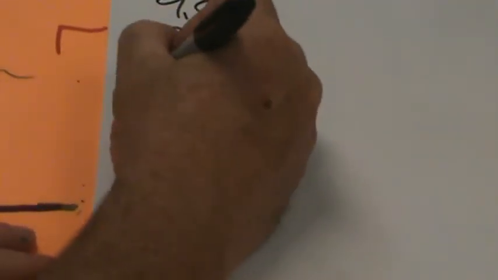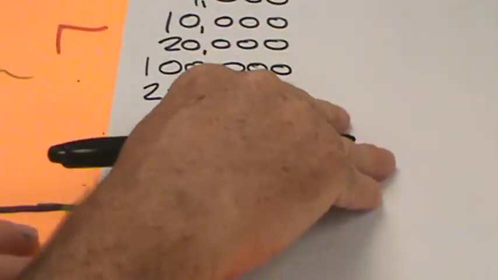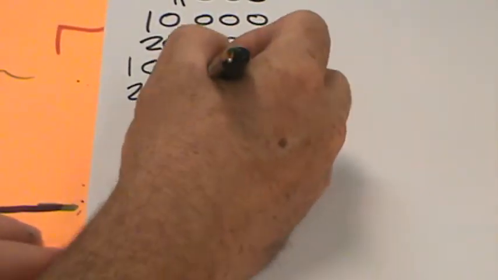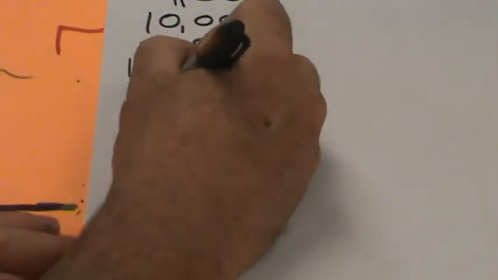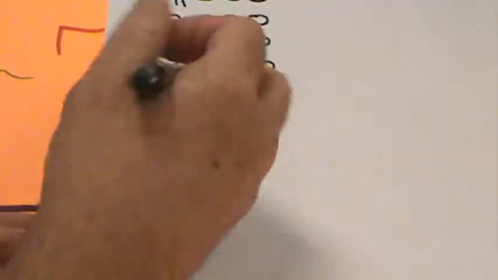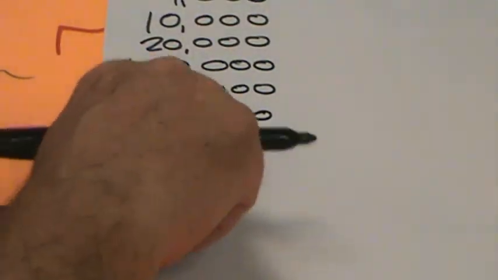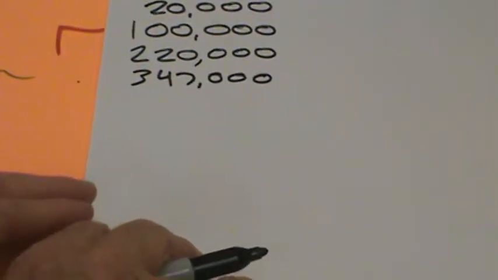Moving right along. We got that one done. 220 thousands. Well, I'm going to write 220 and 3 zeros. 1, 2, 3 to show 220,000. And how about one more? 347 thousands. What would that look like? It would look like 347 and 3 zeros to show 347,000. So 347 thousands in unit form is written and said 347,000.